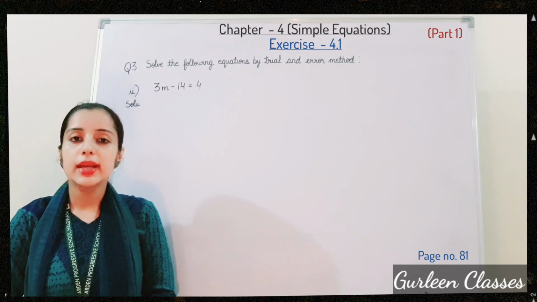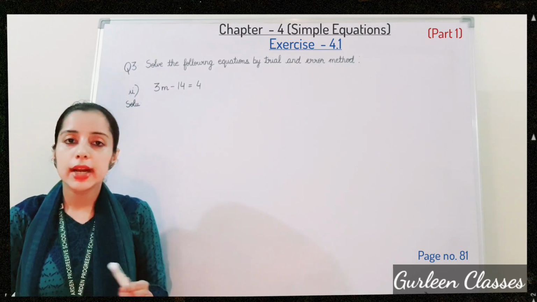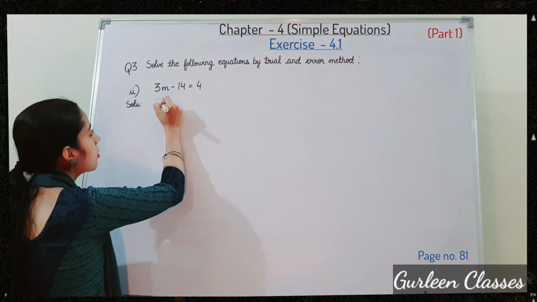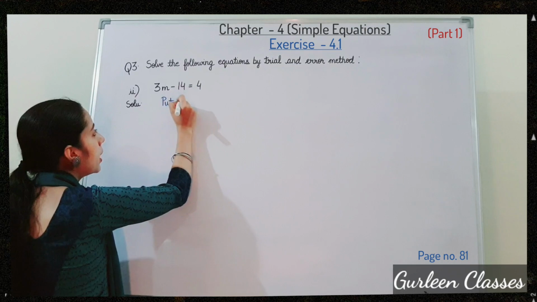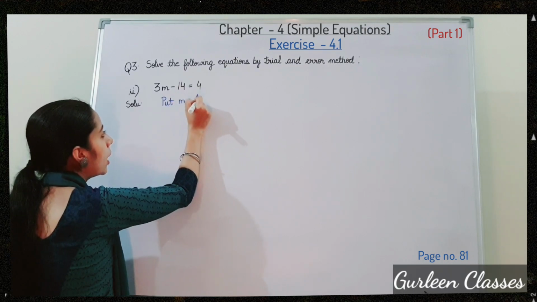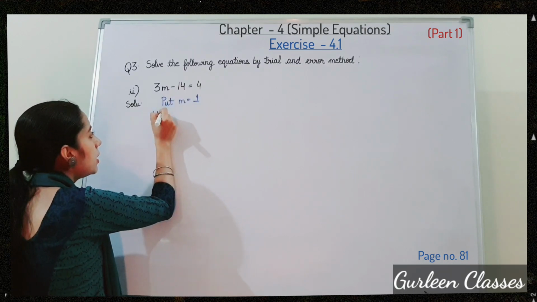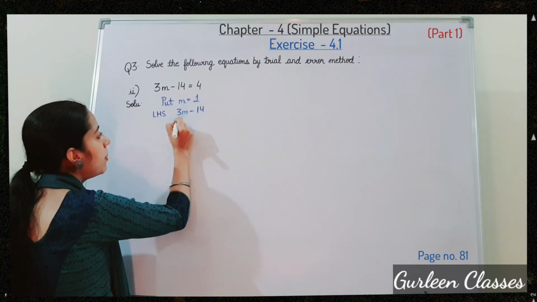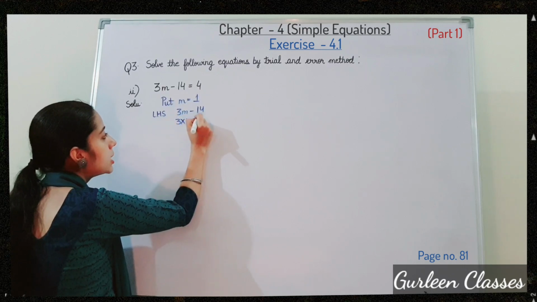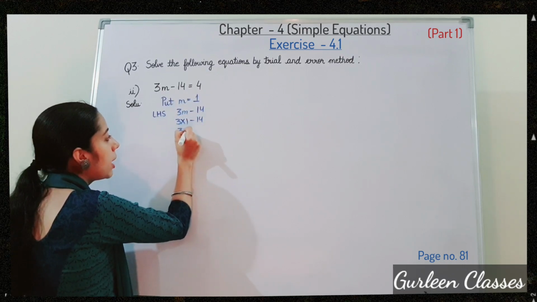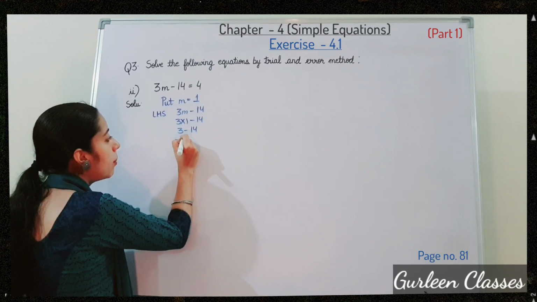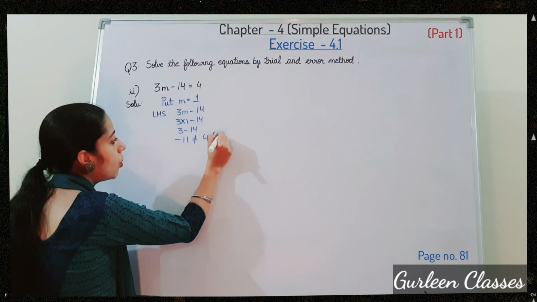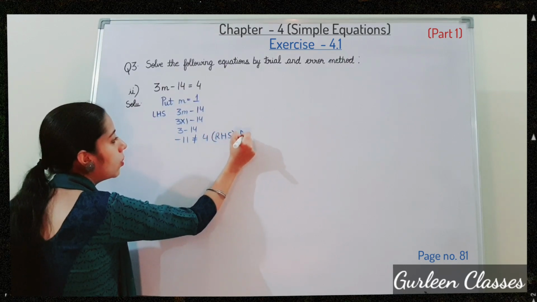Second part, 3m minus 14 is equal to 4. So let us put the value starting from 1. So m will be equal to 1. So right here, put m is equal to 1. So LHS is given 3m minus 14. So m is 1, 3 into 1 minus 14. 3 ones are 3 minus 14, that is equal to minus 11, and it is not equal to RHS, that is 4. So right here, no.